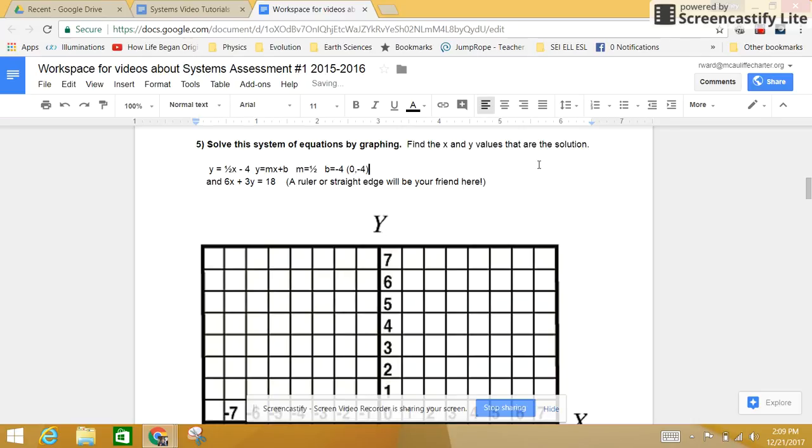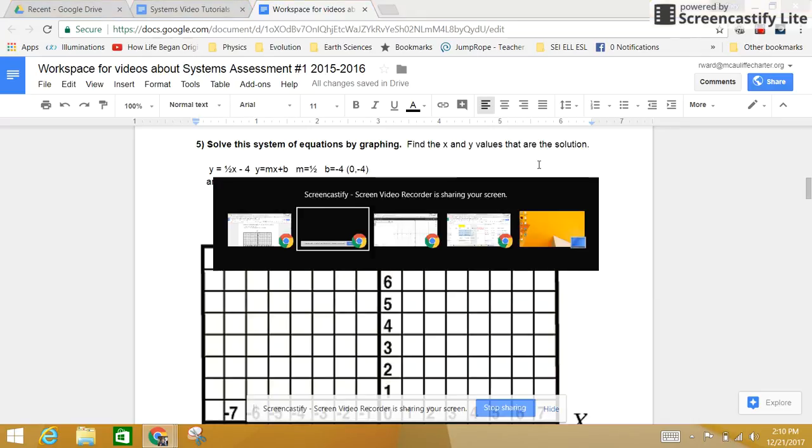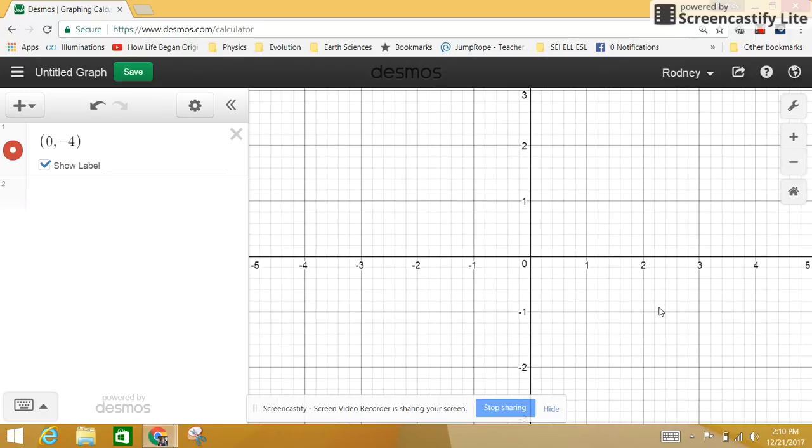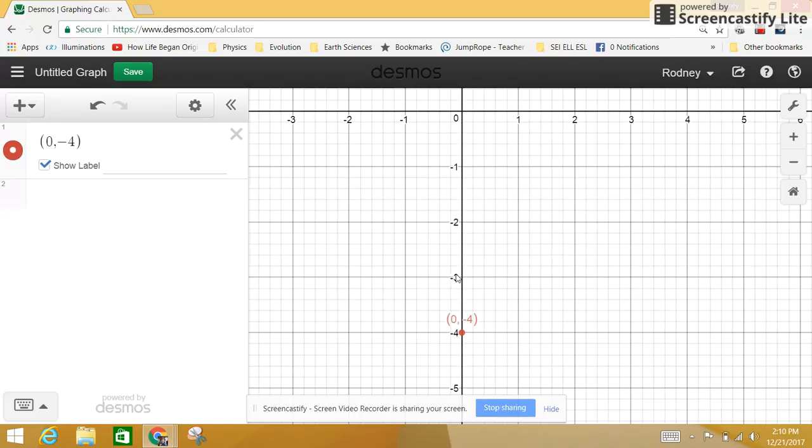So I'm going to go ahead and plot that line on Desmos. So I go over here to Desmos. There we go. So I'm going to have a point at 0, -4. Right there. There's my point at 0, -4. I have a slope of 1/2, which means I'm going to go up 1. I'm going to zoom in a little bit there. Okay. I'm going to go up 1 and over 2. It's a positive 1 over 2. So I will have another point here at 2, -3.